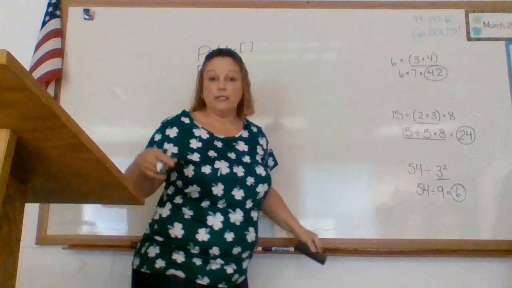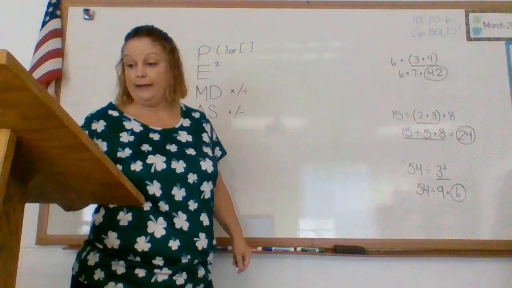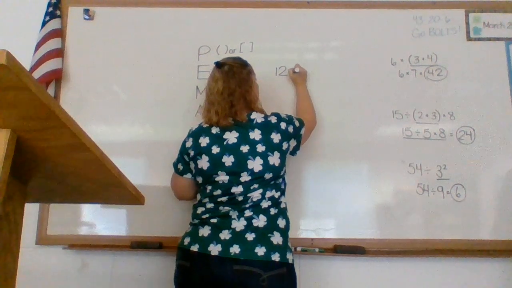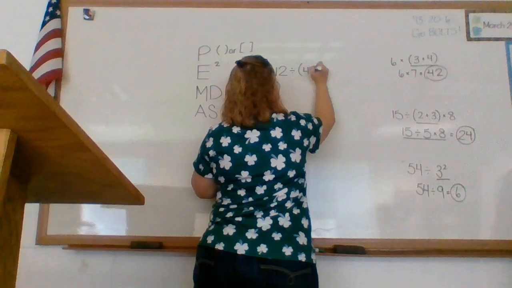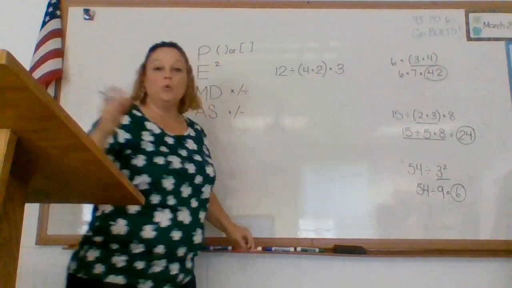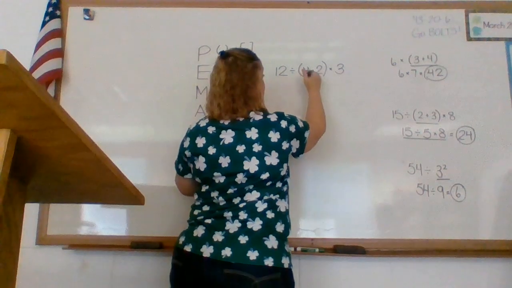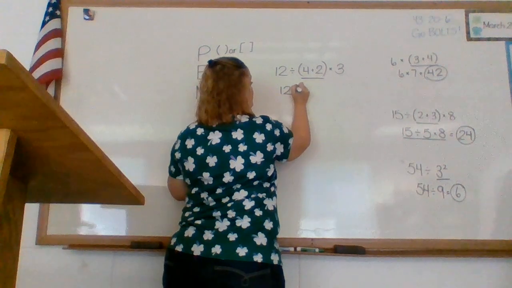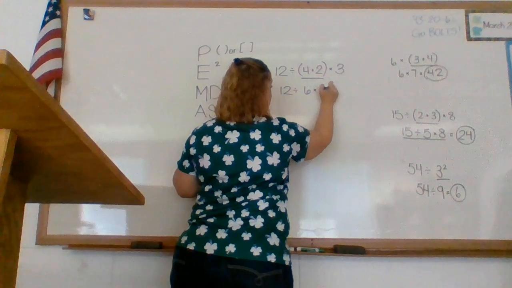So let's look at this one together, again, to make sure you're getting it before we move forward and I let you work independently. So we've got 12 divided by, and then we have some parentheses, 4 plus 2, close parentheses, and then times 3. What's your first step? Hopefully you already recognized and underlined that this is going to have to be the one you're going to take care of first. So when we rewrite it, 12 divided by, here's a 6, and then times, and then 3.